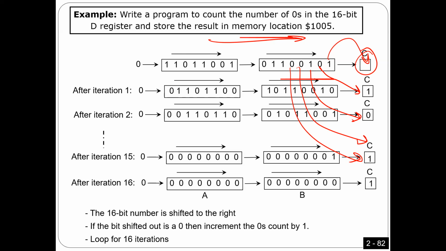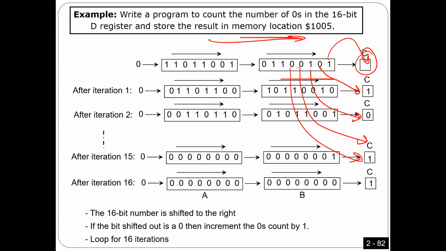Is that okay? So let me ask you a question. How many shifts do I have to make? Can anyone answer me? How many shifts do I need to make? Yes. That's true. I have to make 16 shifts because every time I do one shift, I get one bit, and in the case of register D, we have 16 bits. Is that okay? So the way I'm going to do it is to make a full loop.